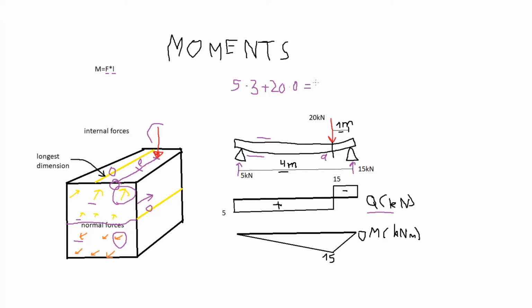So this comes to 15, and we have to use the knowledge that we draw our moments diagram to the side that is stretched. And to prove that it goes to 0, we can also now look at the right hand side, and we should again get the same answer, which is 15. So 1 times 15 is indeed 15, and 15 minus 15 is 0. So this is how we draw a moments diagram.